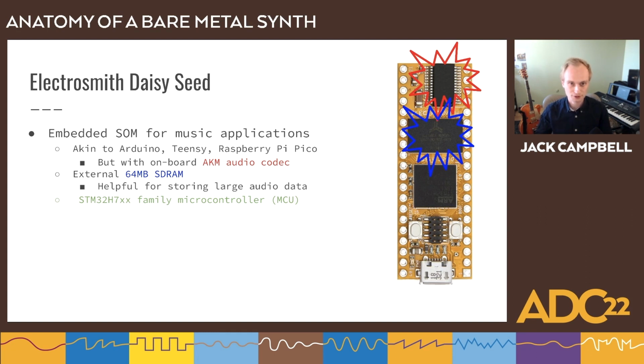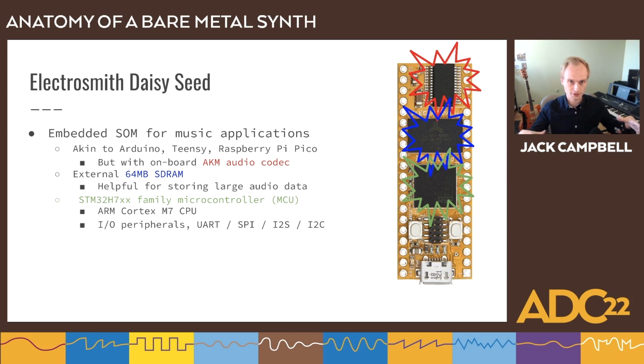The STM32H7 series has the ARM Cortex M7 CPU on it. An MCU, or microcontroller, really is the brain, which is the CPU, and then it's got these I/O peripherals and interfaces that it uses to interact with the outside world. So it's got an audio interface on it, and we'll talk about these communication protocols later that it uses to talk to other devices.